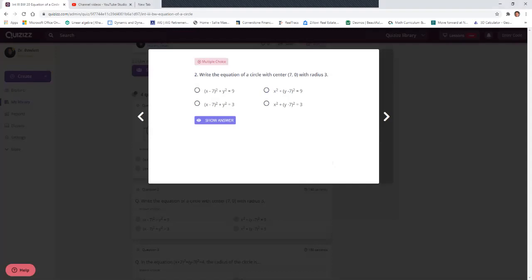Number 2, write the equation of a circle with center 7, 0 and radius 3. Well, we've already said that it's going to equal the radius squared. And again, 3 squared is 9. So we know the answer can't be these two. And let's see, it's going to be x minus h squared plus y minus 0, which is just y squared, is equal to the radius squared, so that's going to be 3 squared. So it looks to me like the answer has to be this one here.